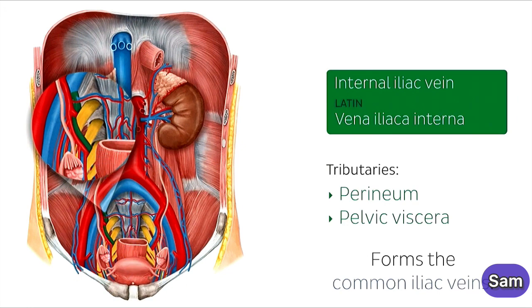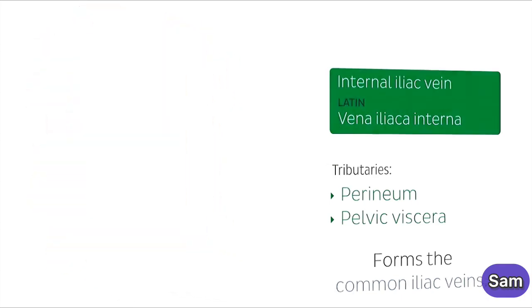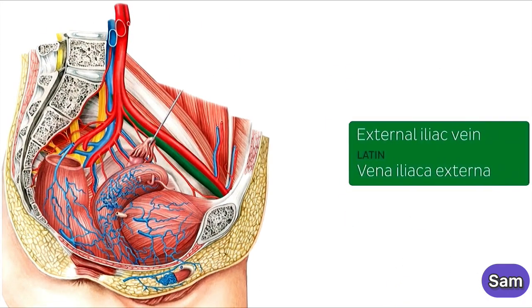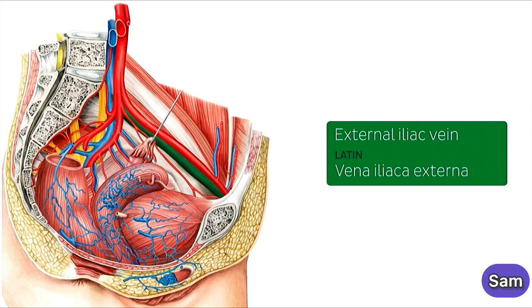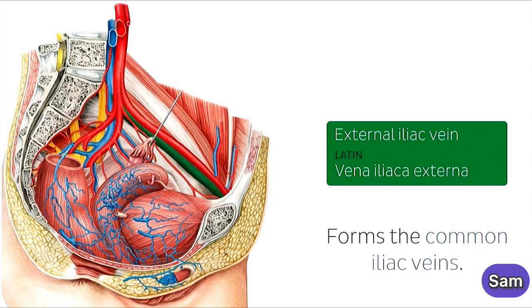The external iliac veins are also paired veins, and they are formed by the femoral veins on either side. The external iliac veins follow the external iliac arteries. These veins join with the internal iliac veins to form the common iliac veins on both the left and right side. We can see the external iliac vein here, following the external iliac artery.